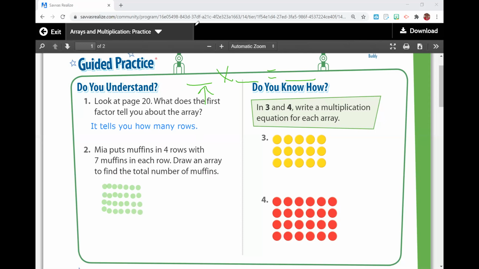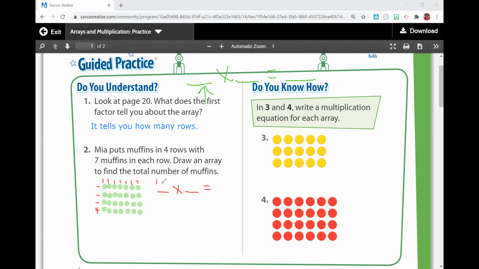All right, I can double check by making sure that I have 4 rows. 1, 2, 3, 4 rows and 7 columns. 1, 2, 3, 4, 5, 6, 7. Now I know that when I write a multiplication problem, my first factor is going to be how many rows.